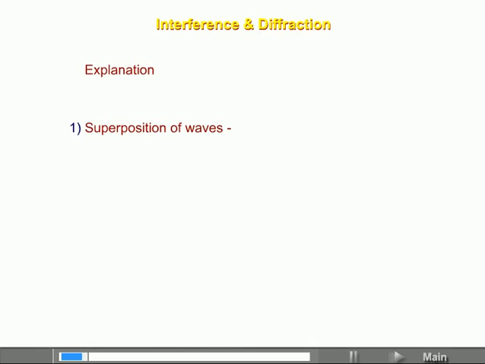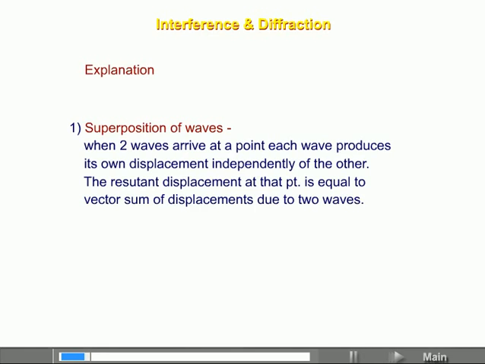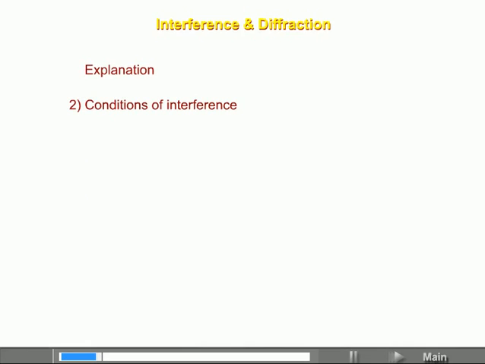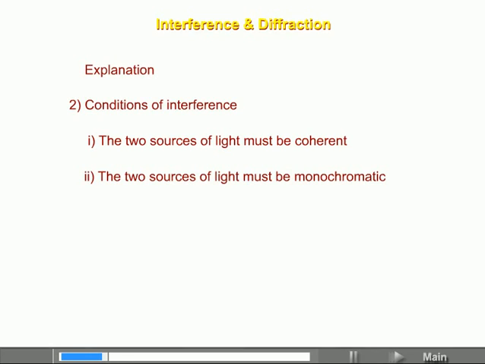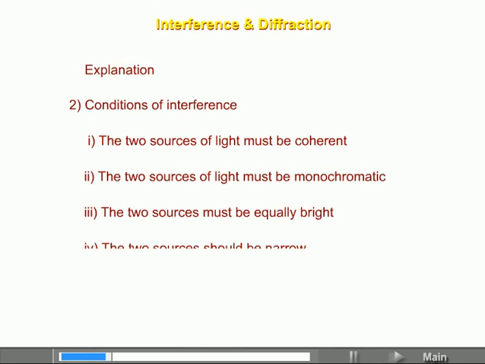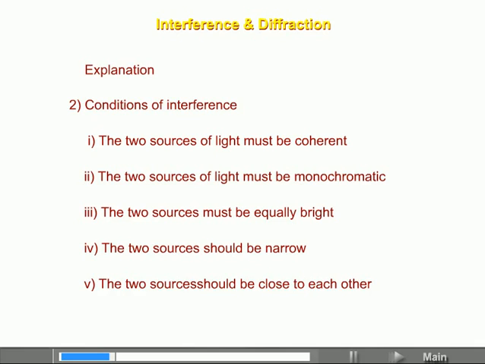Superposition of waves. When two waves arrive at a point, each wave produces its own displacement independently of the other. The resultant displacement at that point is equal to vector sum of displacements due to two waves. Conditions of interference. The two sources of light must be coherent. The two sources of light must be monochromatic. The two sources must be equally bright. The two sources should be narrow. The two sources should be close to each other.